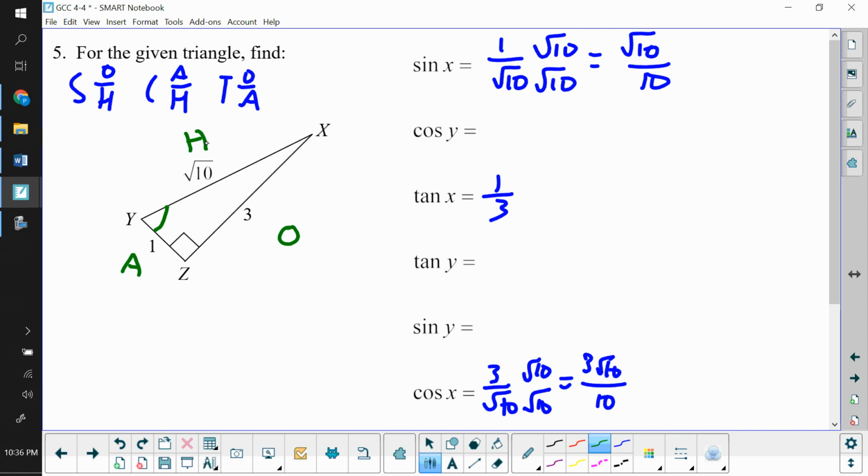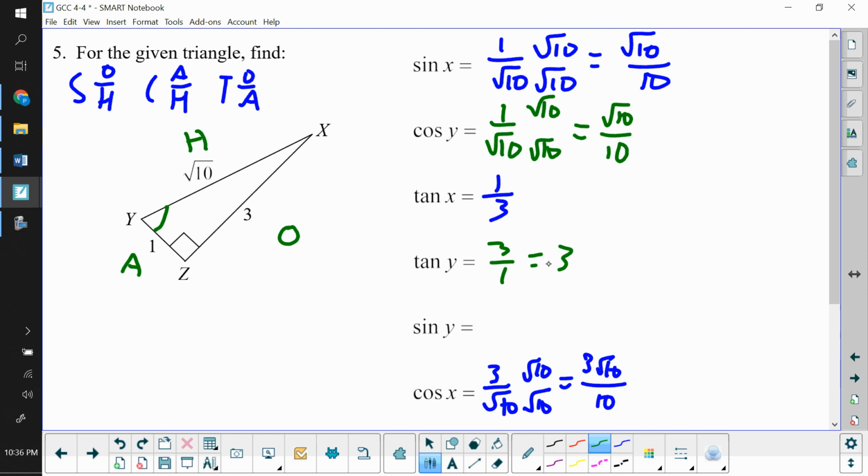So cosine is A over H. So we would just have 1 over square root of 10. And we know we have to rationalize that. And it shouldn't be a big surprise. 1 times square root of 10 is square root of 10. Square root of 10 times square root of 10 is just 10. Tan from y is opposite over adjacent, so we'll have 3 over 1, and that just reduces to 3.